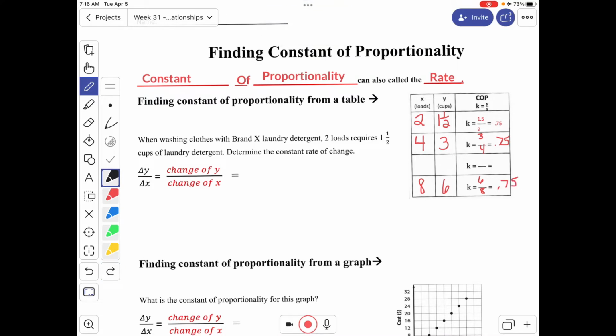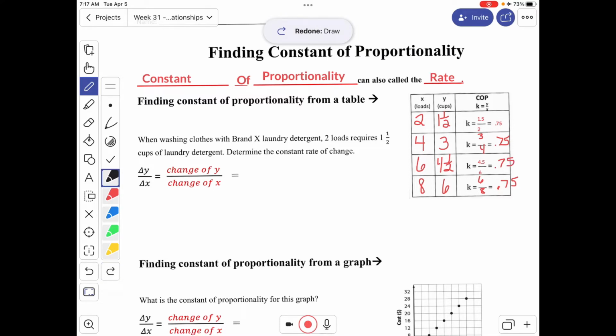Now we kind of have a pattern over here, loads of laundry, 2, 4, and then 8. So we're missing 6. What would 6 loads of laundry be? 4.5 cups of laundry detergent. And if we put that into the table, the Y number goes on top, so 4.5. And the X number goes on bottom, that's 6. And 4.5 divided by 6, you guessed it, is still 0.75.